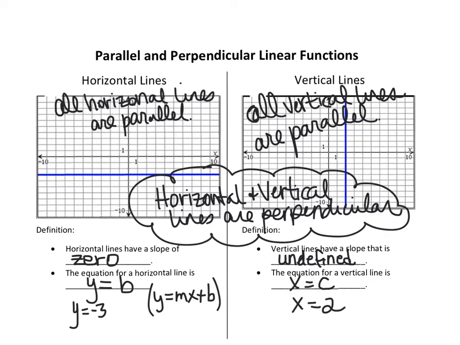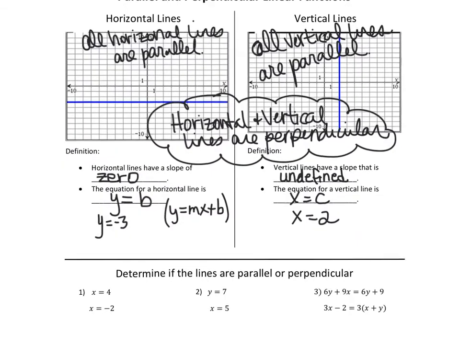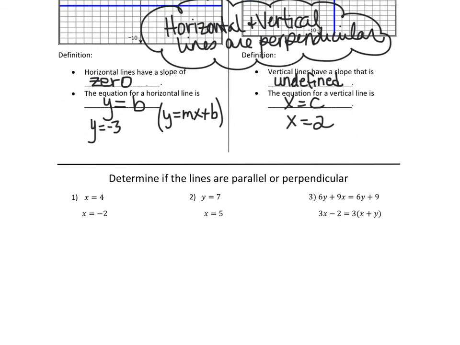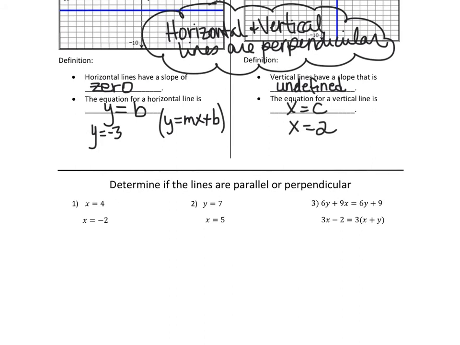Okay, so horizontal and vertical lines are always perpendicular to each other. Their slopes obviously would not multiply to equal -1, but they are perpendicular, okay? So let's look at these example problems that I have and determine if the lines are parallel or perpendicular.